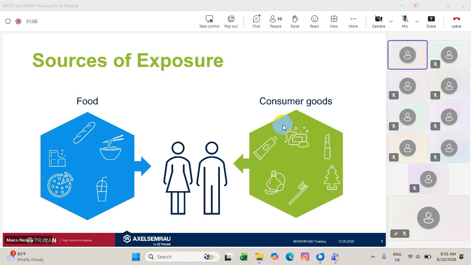So these are the two big groups of sources when we talk about exposure to the human body.